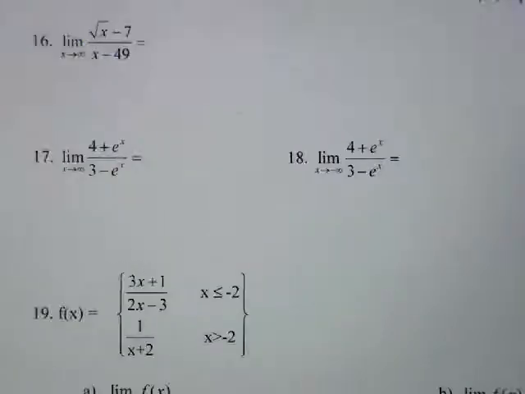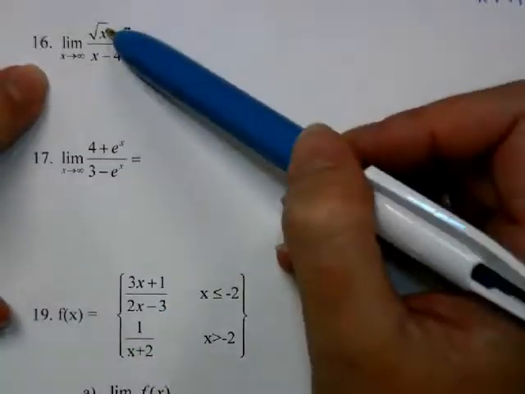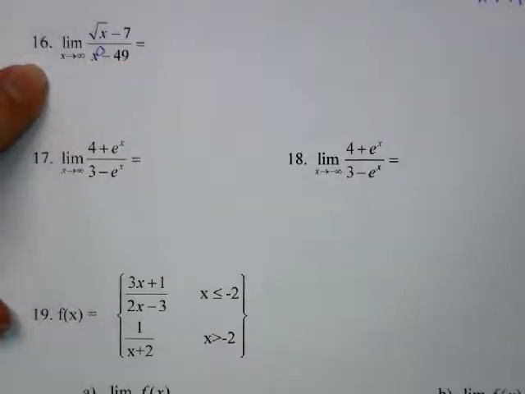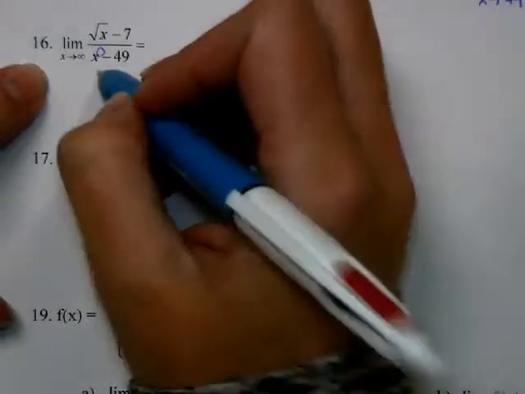Okay, this one looks similar, except for we are going to infinity. Well, this is the square root of x, this is the x. So this one has the higher degree. This is degree 1, this would be degree 1/2. So since it's bigger on the bottom, this is going to go to 0.